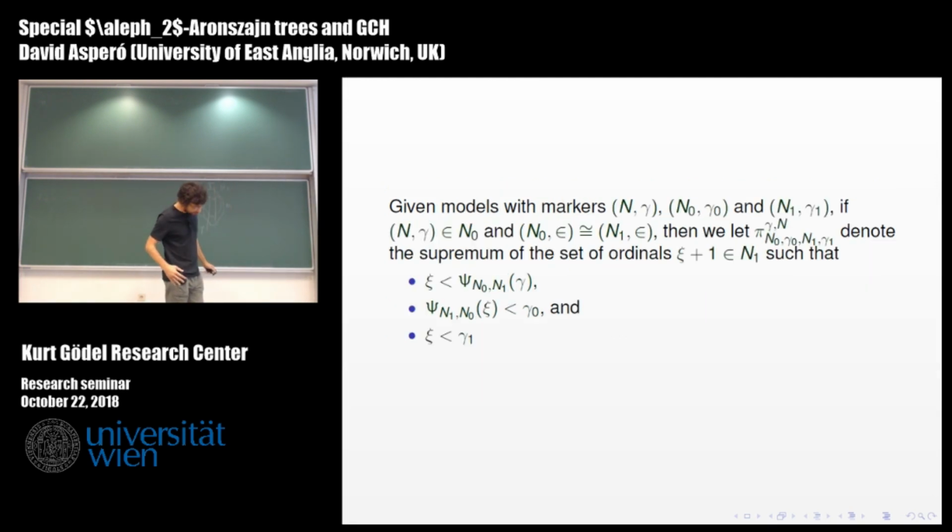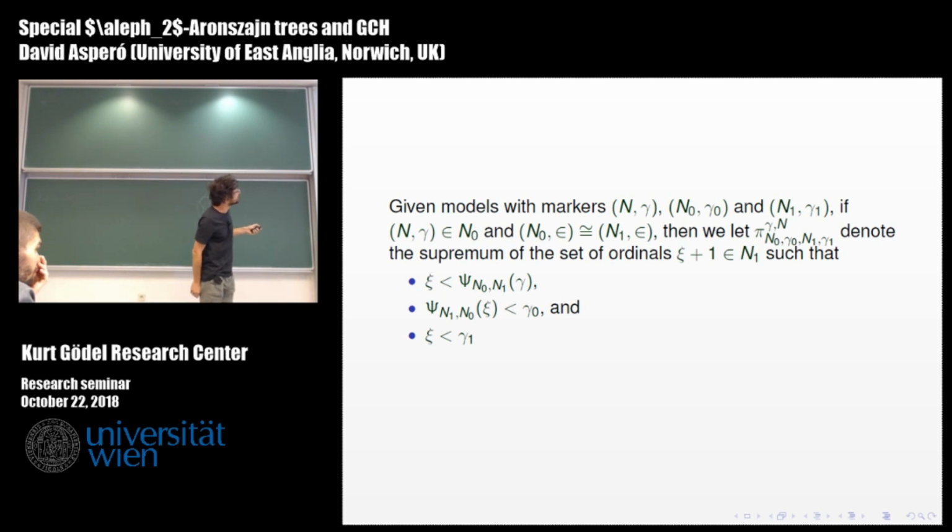Now, given models with markers, this is a piece of notation, and gamma, I have 3 models with markers here, and you can see this will be an edge, right? Anyway, these are isomorphic models, and then n gamma is in n0. Then I just denote this thing, which is syntactically meaningful because it depends on gamma, n0, gamma 0. That's simply the supremum of the set of ordinals psi plus 1, which are in n1, so that tells me the least ordinal to which I should send gamma by this copying procedure. That's what it's saying, right?